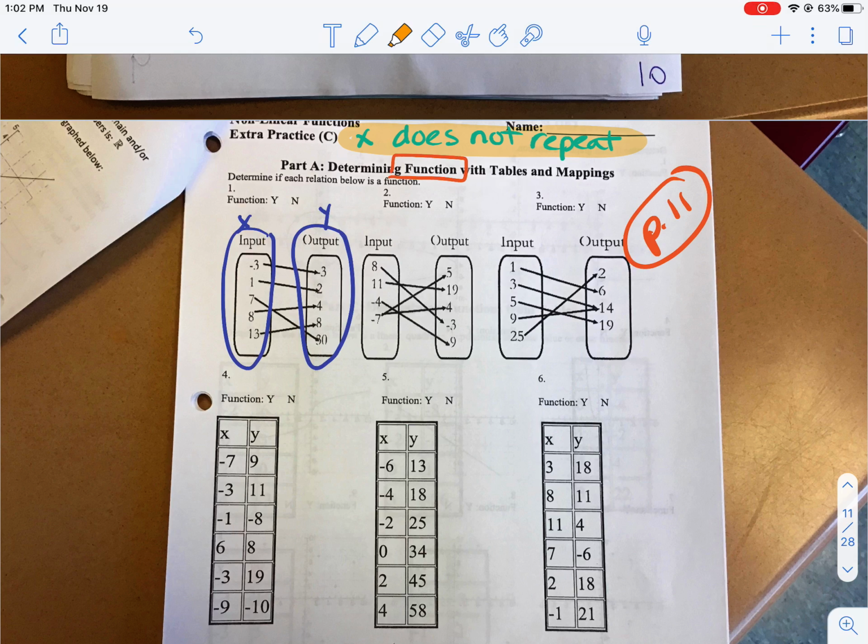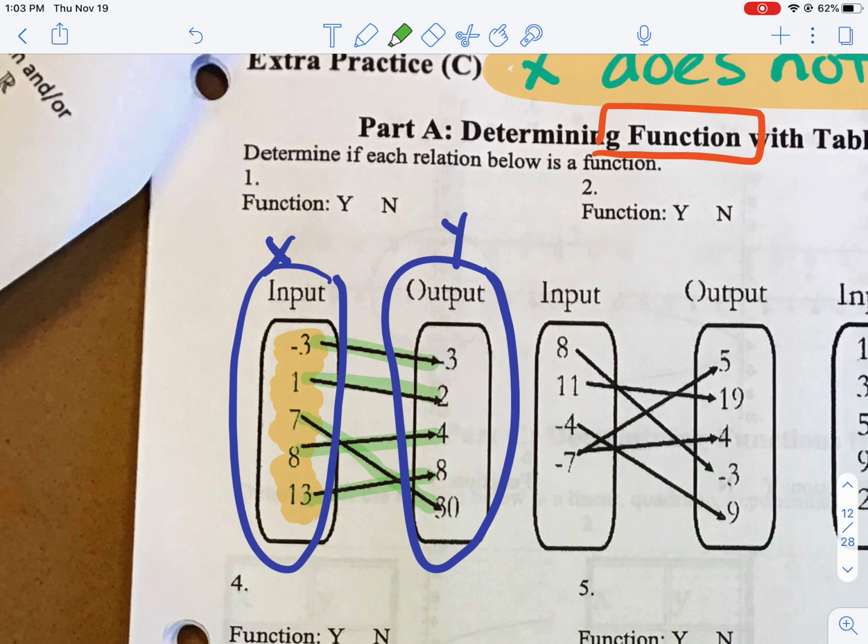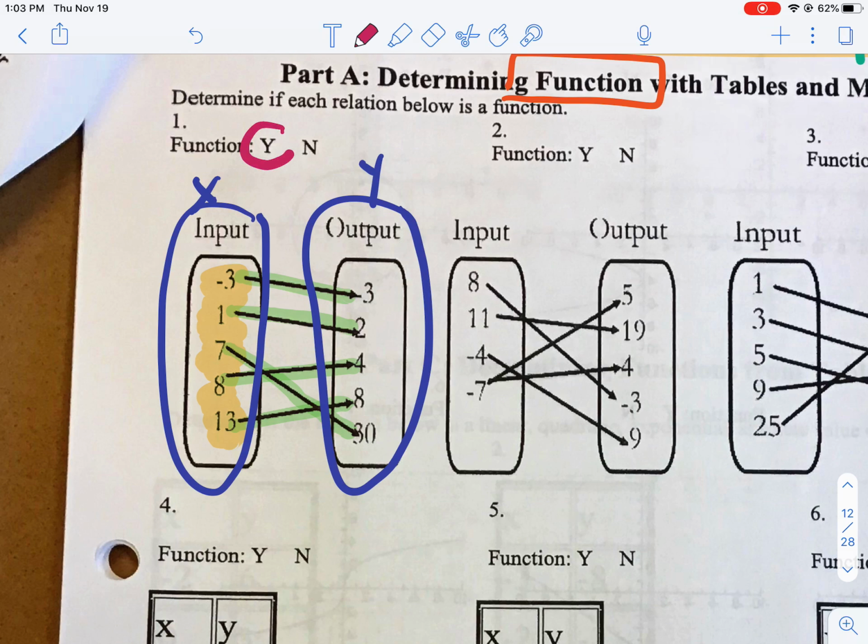What I'm going to do is actually really focus on the input. I'm going to look and see if any arrows are going to two numbers. So we're going to just focus on this one a little bit right now. If I go from -3 to 3, that's unique, meaning that -3 only goes to one place. And then if I go from 1 to 2, 7 to 30, 8 to 4, and 13 to 8, right? So every x value is only going to one y value. So this is going to be a function because x does not repeat.